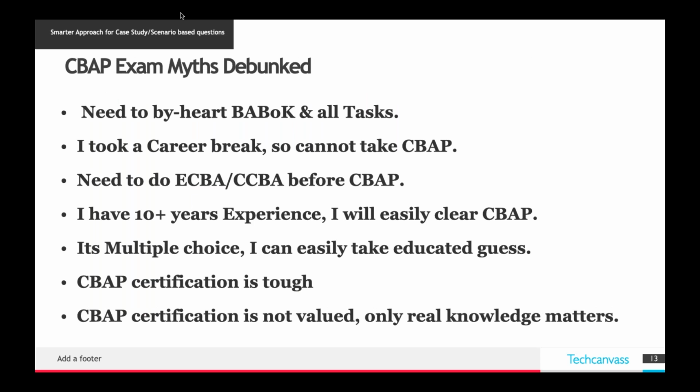Let me debunk all the CBAP myths. If somebody is telling you to learn this by heart, please run away from that person, because that is not the strategy you have to employ. You will have to visualize and analyze what could be the input and what should be the output. Another myth: I took a career break, so I cannot take CBAP. That is not the right way.